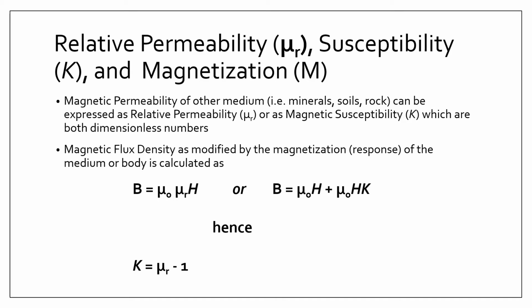Now, to continue with the other concepts, let's talk about relative permeability, or mu sub r, susceptibility, or K, and magnetization, M. Right now, magnetic permeability of other medium aside from vacuum, like minerals, soils, and rock, can be expressed relatively, as relative permeability, or mu r, or as magnetic susceptibility, K. Right now, both numbers are dimensionless.